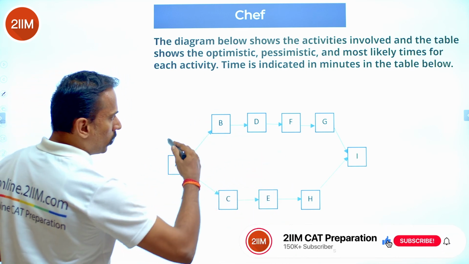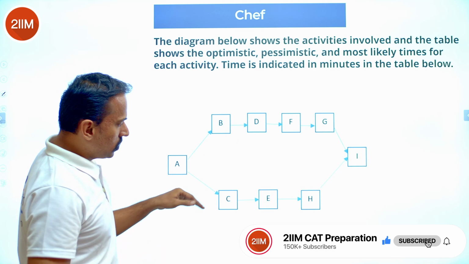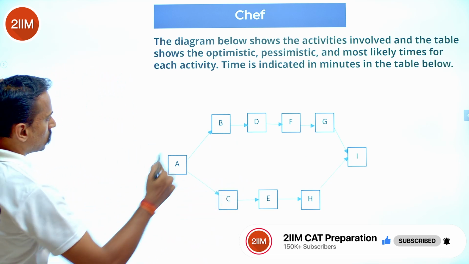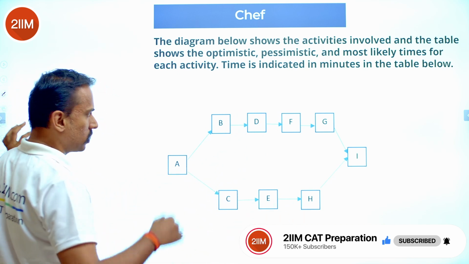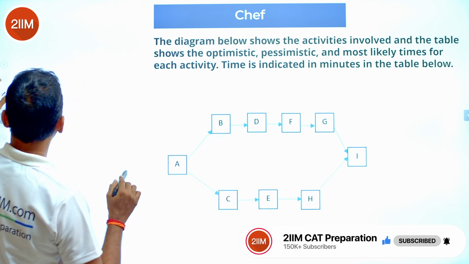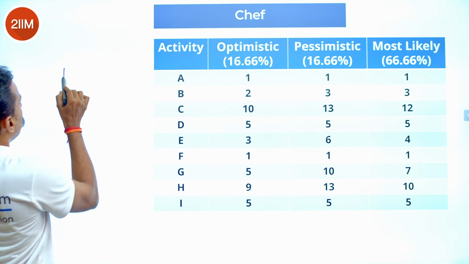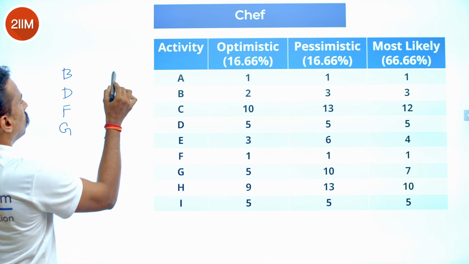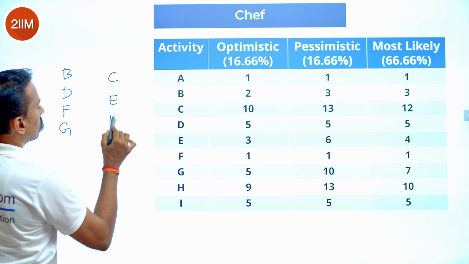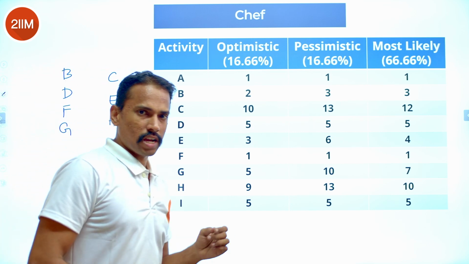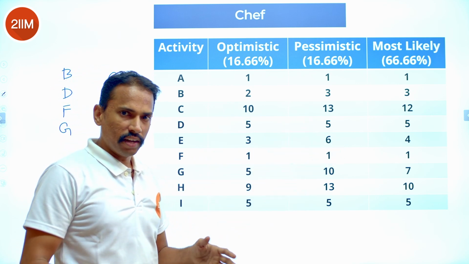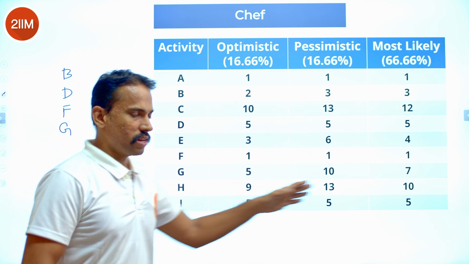BDFG is going to be done in one series. CEH is going to be the other series. We'll just note this because these are going to be happening simultaneously. So BDFG, CEH, right? Okay, I'll take this: BD, FG, CH on the other side. Now we'll compare the time taken to finish the entire dish in all the three cases.